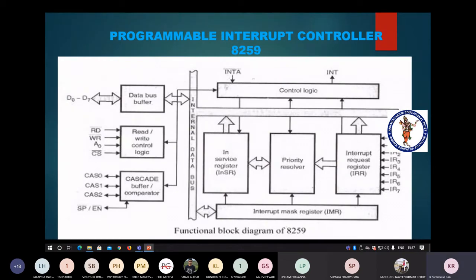So when is the service given to the device connected to the INTR? After completion of the NMI service. Otherwise, we have to disable the NMI, then provide the service to the INTR. Okay, here the concept is clear.